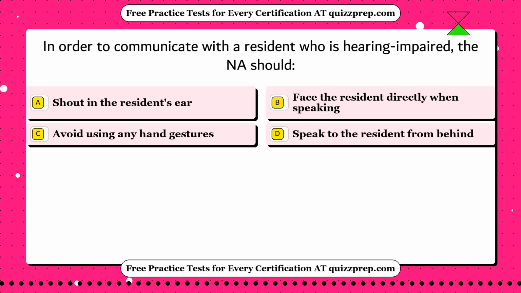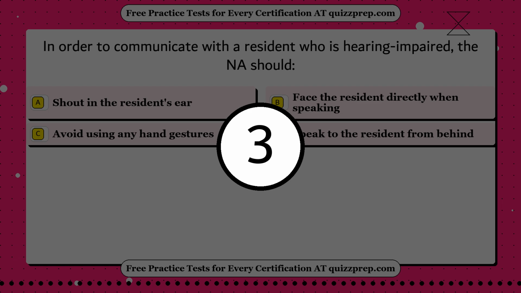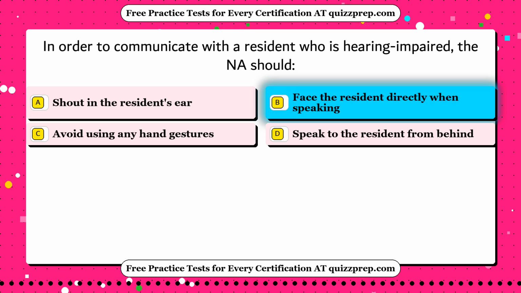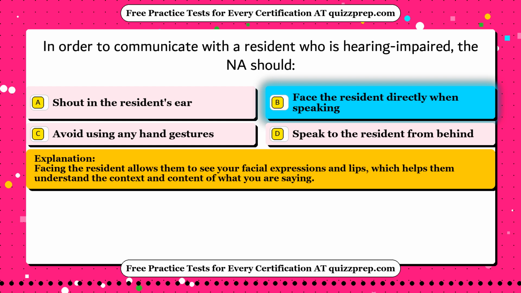Question 92. In order to communicate with a resident who is hearing impaired, the nurse should: Option A. Shout in the resident's ear. Option B. Face the resident directly when speaking. Option C. Avoid using any hand gestures. Option D. Speak to the resident from behind. The correct answer is option B. Face the resident directly when speaking. Facing the resident allows them to see your facial expressions and lips, which helps them understand the context and content of what you are saying.